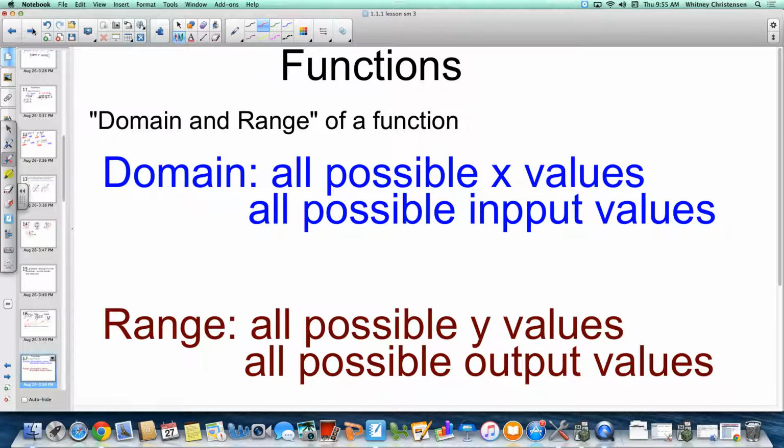I'm going to keep it simple. The rest of the year, I'm going to be saying domain is x, range is y. So you just have to keep in mind that we're talking all possible x values and all possible y values. So domain is x, range is y. You have to remember that the rest of the year. I'm going to say that one more time. Domain is x, and range is y.